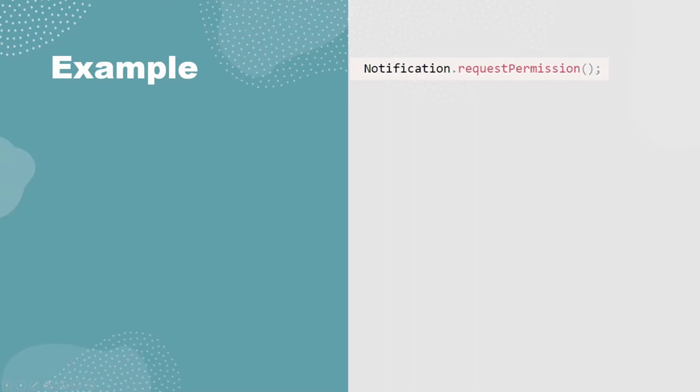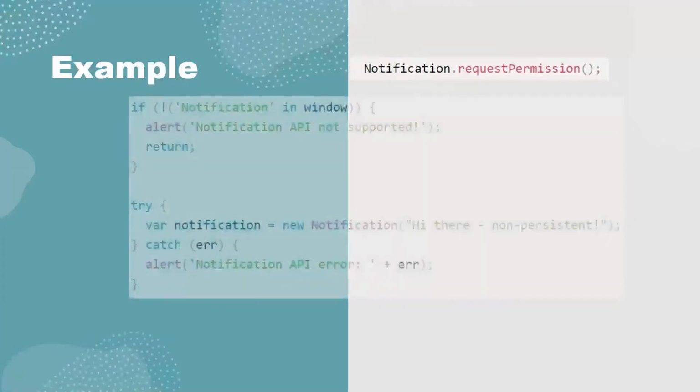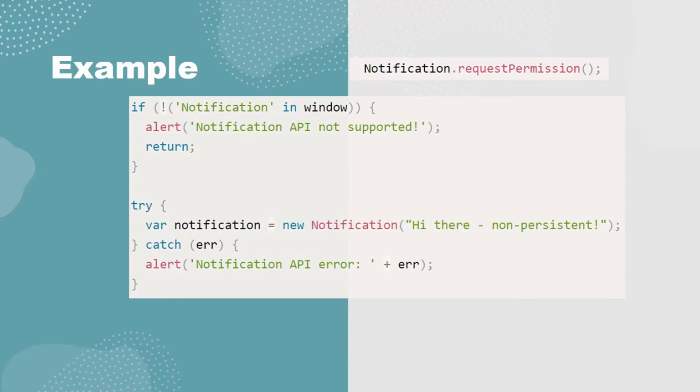First step is to request permission from the user using the Notification.requestPermission method. And then we want to check if Notification is in the window because there is limited browser support for the notification API. So make sure you check that before proceeding to create your notification. When Notification exists in the window, then you can generate your notification using new Notification and passing the message. And also you can pass options if you wish to. This is an example of a non-persistent notification.